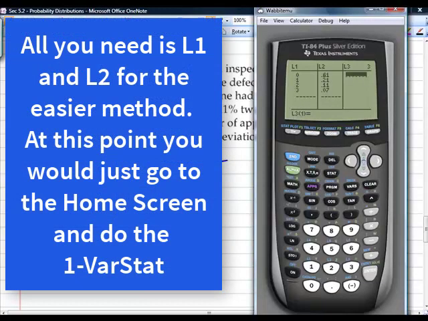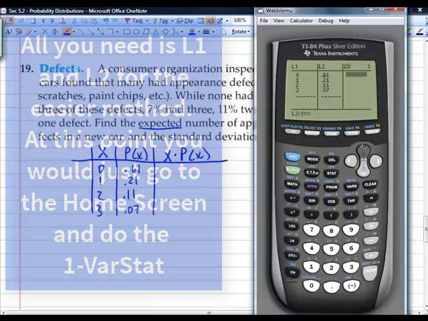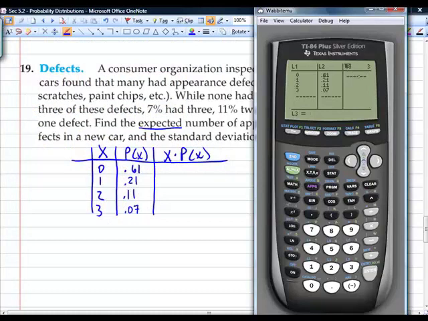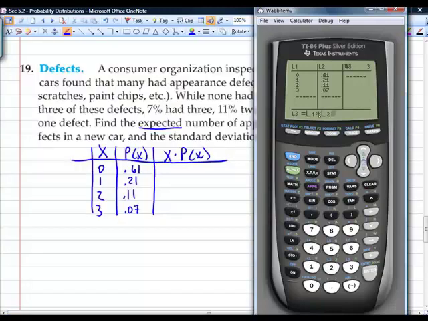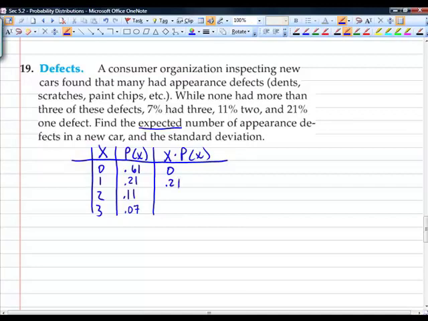List 3 I can find by using the information from list 1 and list 2. So I'm going to highlight the name of the list. Notice I move my cursor up to the name of the list. And I type in second 1 for list 1 times second 2 for list 2. And notice it puts this right here on the formula for list 3. Hit enter and it actually populates the list with the following probabilities. So we don't have to sit there and crunch it out by hand. So this is 0, 0.21, 0.22, and 0.21.